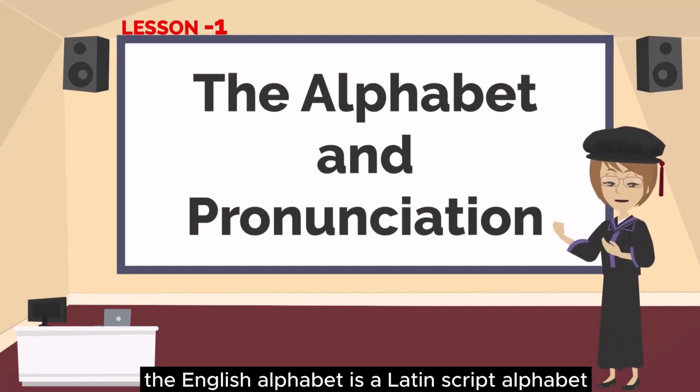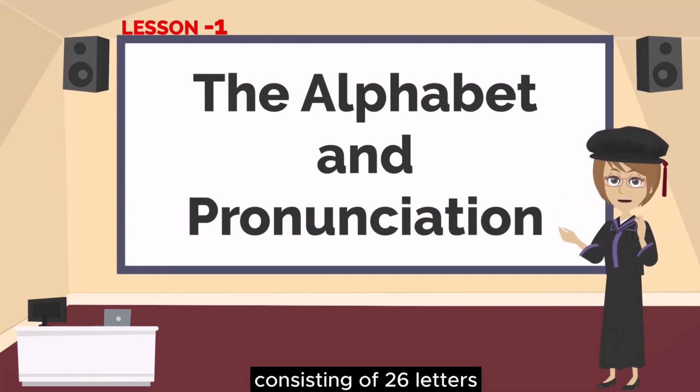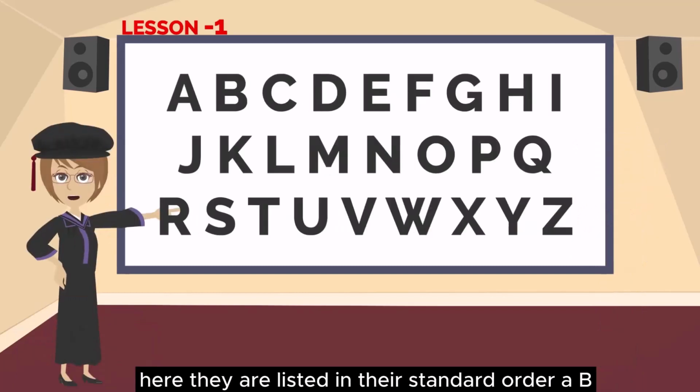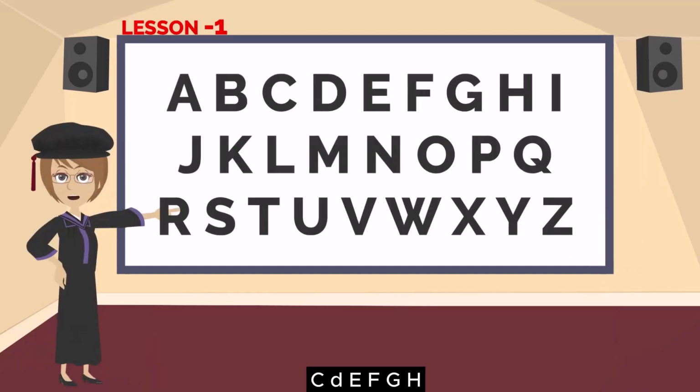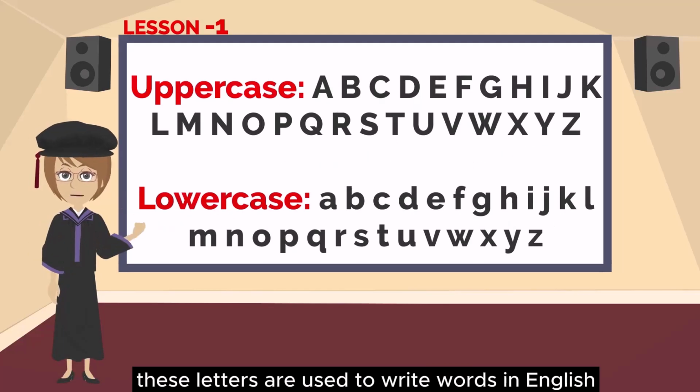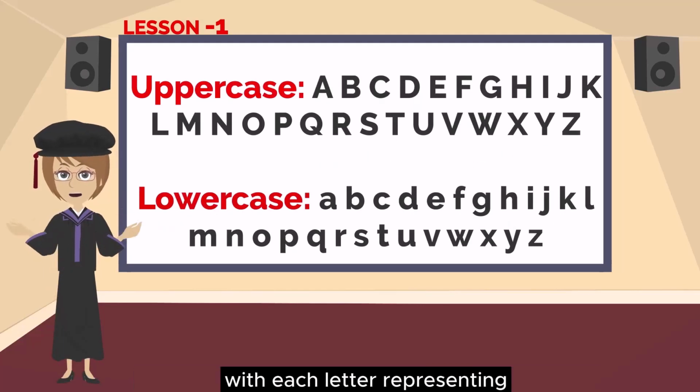The English alphabet is a Latin script alphabet consisting of 26 letters. Here they are, listed in their standard order: A, B, C, D, E, F, G, H, I, J, K, L, M, N, O, P, Q, R, S, T, U, V, W, X, Y, Z. These letters are used to write words in English, with each letter representing one or more specific sounds.